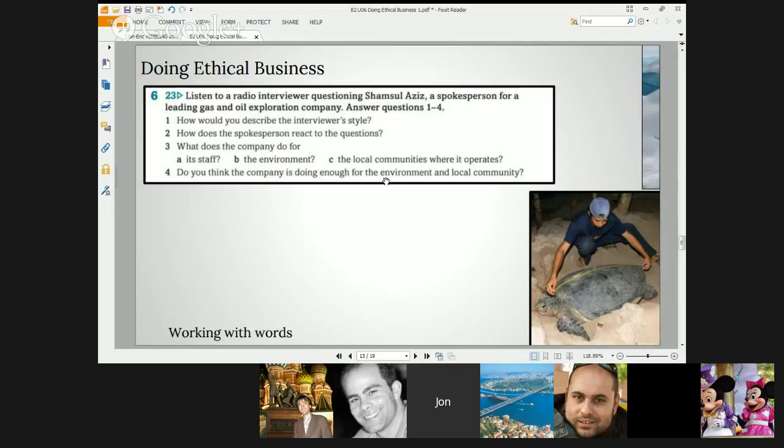And Anna, could you read question number 3 for us? What does the company do for its staff, the environment, the local communities where it operates? Very good. So you're going to listen for those details. And Ishmael, can you read the last one for us? Do you think the company is doing enough for the environment and local community? Okay, so the last one is your opinion. So you're listening for the general idea, then a few details in number 3, and finally your opinion for number 4.